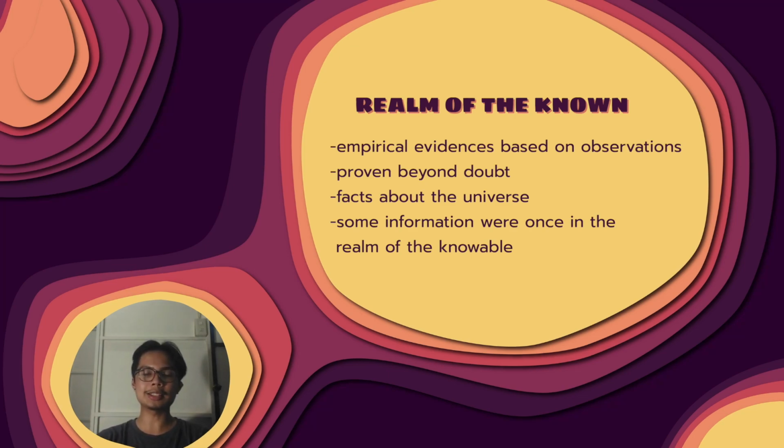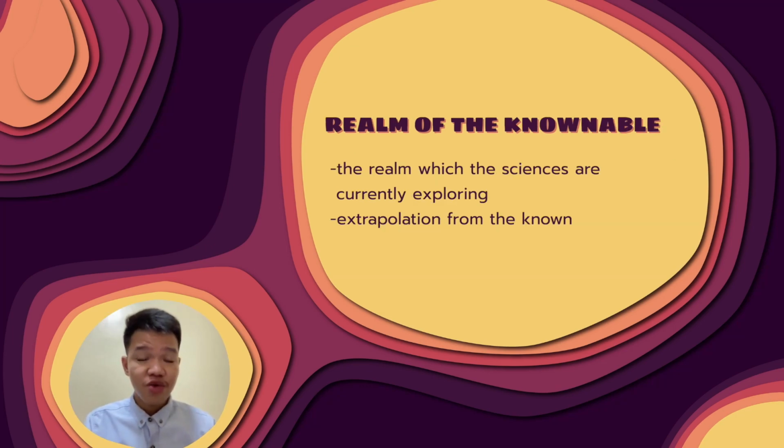Clarence, would you please explain the next realm? Continuing, we have the realm of the knowable. It is the realm that the sciences are currently exploring. This is the realm where claims are in the process of thorough examination. It is the extrapolation from the known. Some examples are the continuous study on the origin of the universe and the origin of life on Earth.